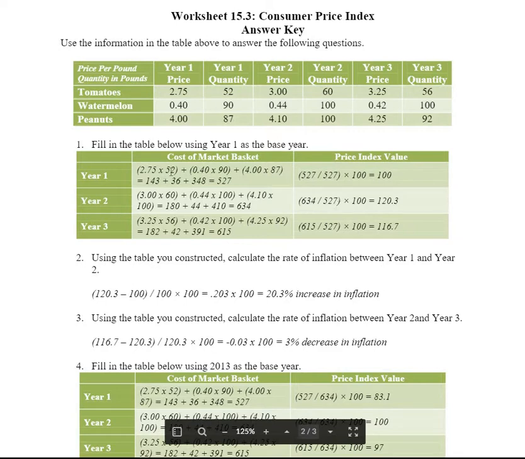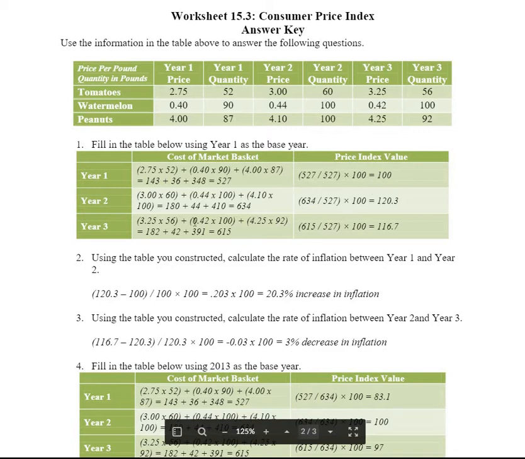Now, to do that, you add up the value, 2.75 times 52, 0.4 times 90 plus 4 times 87. And when you add up all those things, you get 527. Now, because year one is the base year, to get the price index value, you take the value of the market basket in the given year divided by the value of the market basket in the base year. In this case, this is the same thing because year one is the base year. Multiply that number times 100 and you get 100. The price index value in the base year is always going to be 100, because anything divided by itself is 1, multiplied times 100 is 100.